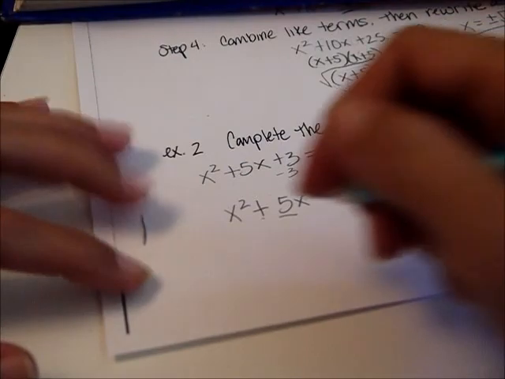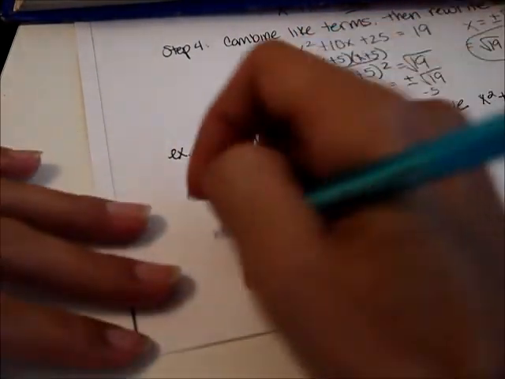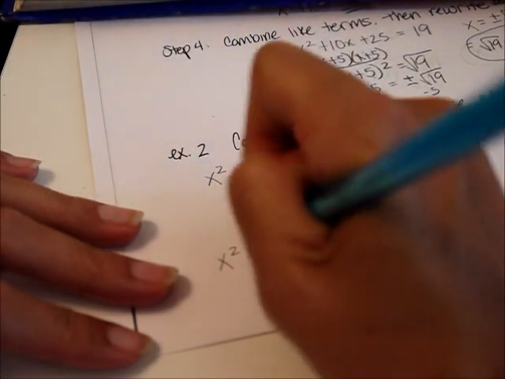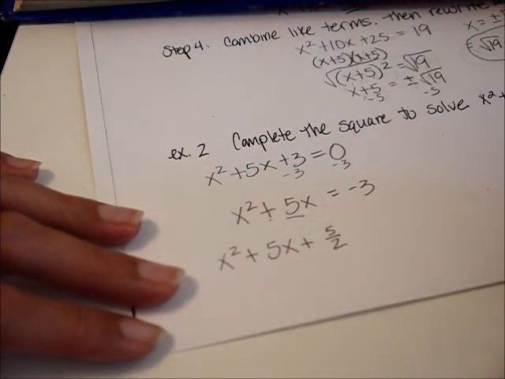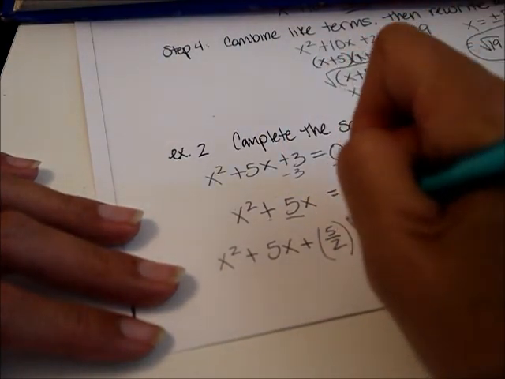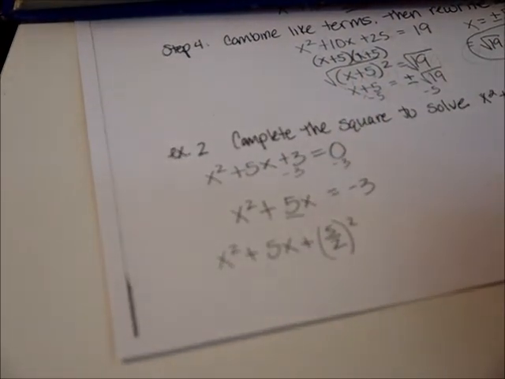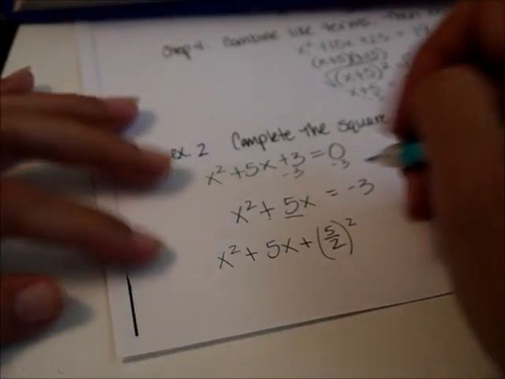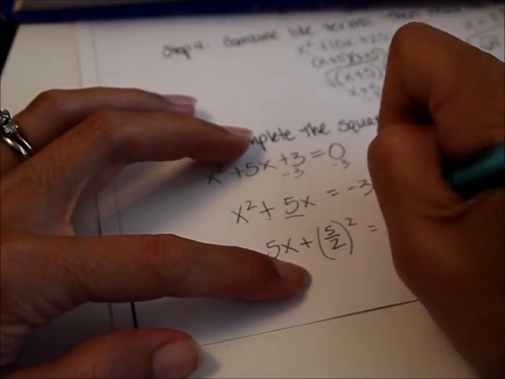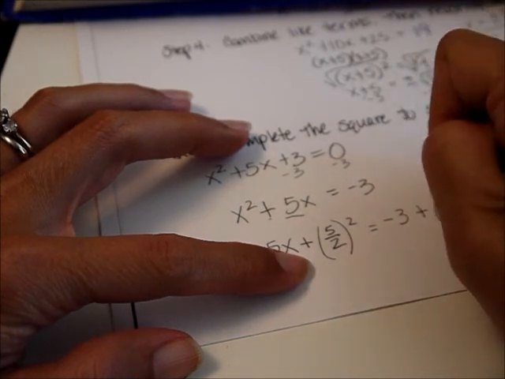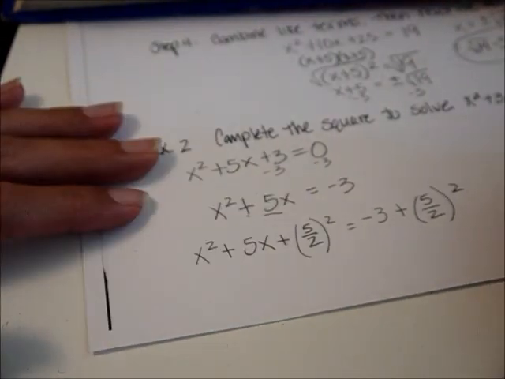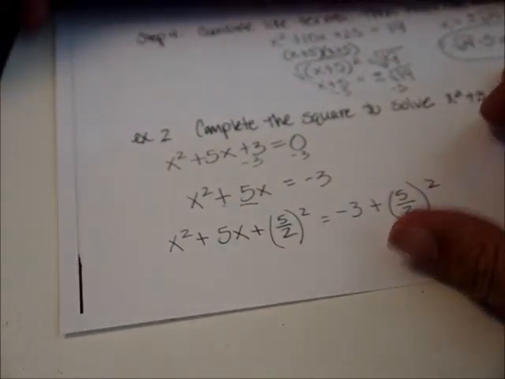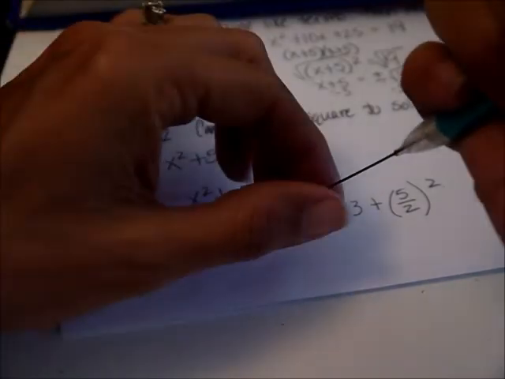Half of 5 squared. Well, that's kind of weird. This is how we do it. Half of 5 is 5 over 2, squared. Okay. And if we do it here, we have to do the same thing. Half of 5 squared, on both sides of the equation. Now we're going to simplify and solve this.